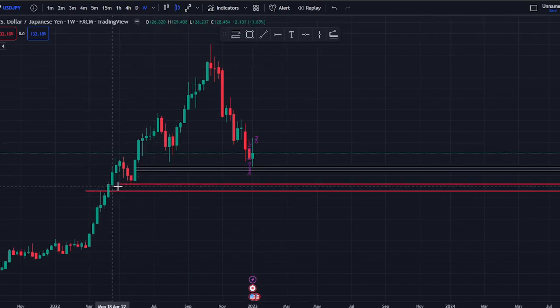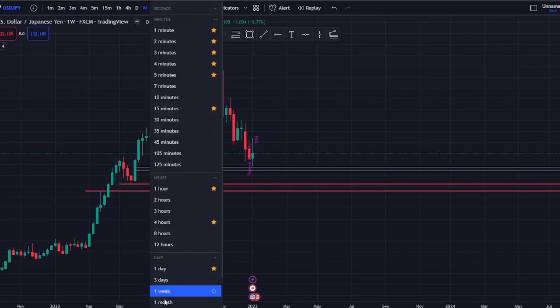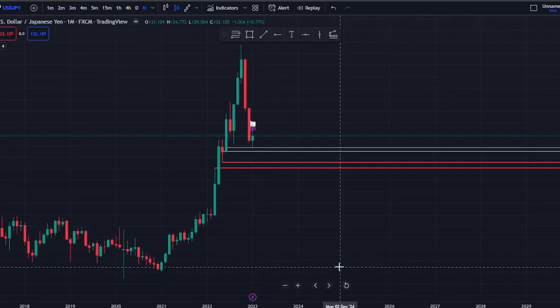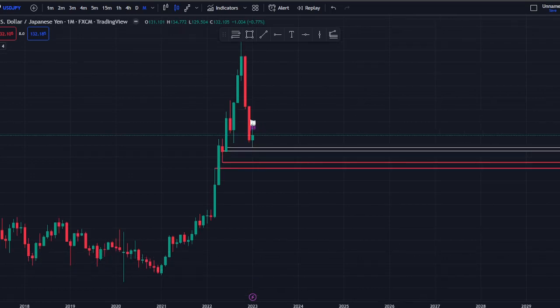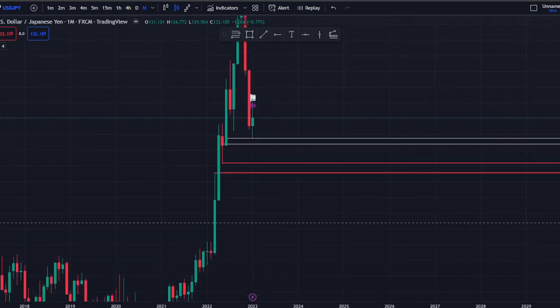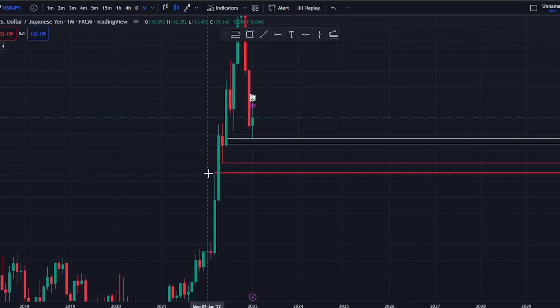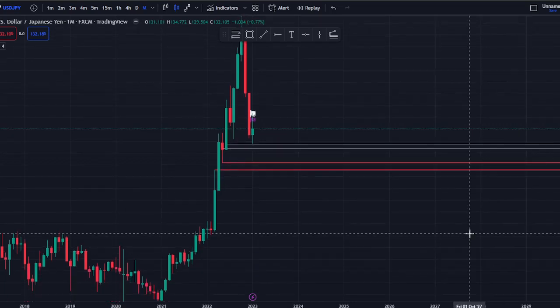I'm trying to recall what these levels are, but the way they look, I think I might have put them on the monthly chart. Okay, yeah, I figured. So here's an imbalance in here. So here's a BISI on the monthly chart. That's ultimately our draw on liquidity. So we're looking for lower prices.